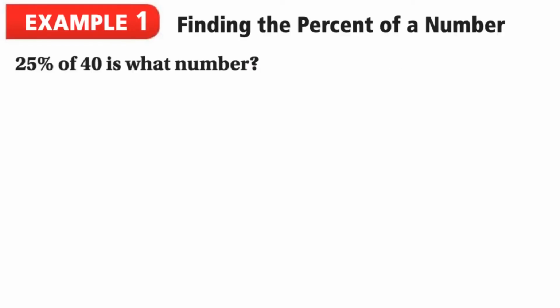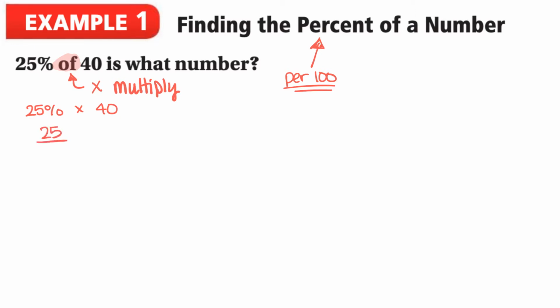So let's take a look at our first example. Here we have 25% of 40. Now remember, the word of can sometimes be a clue to, that's right, multiply. So it's really like saying 25% times 40. But we can't just multiply 25 times 40. That doesn't make any sense. But we do know that the percent does mean per 100. So we can write 25% as a fraction, which is going to be 25 over 100.